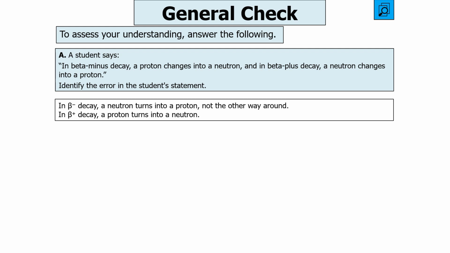Well, the truth is, in beta minus decay, a neutron turns into a proton, not the other way around, and in beta plus decay, a proton turns into a neutron.